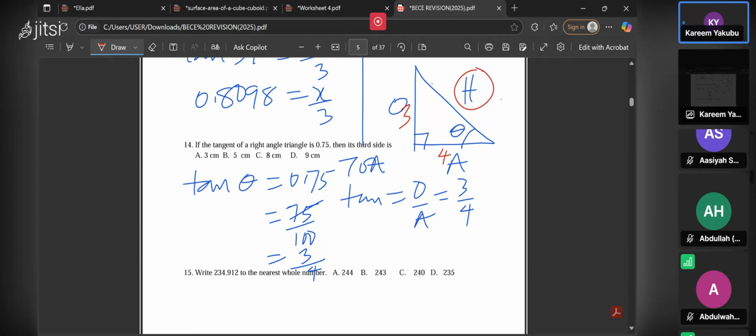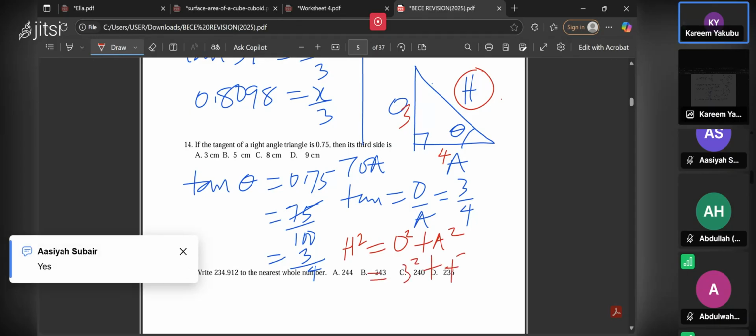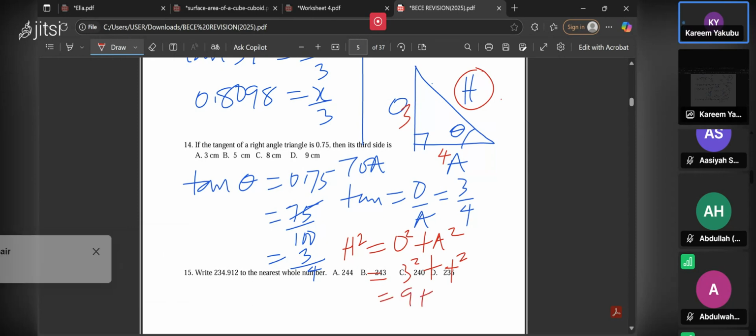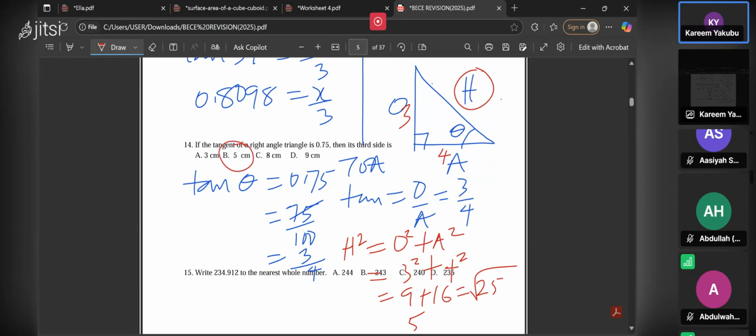So that's what led us to hypotenuse squared equals opposite squared plus adjacent squared. The opposite here is 3 squared plus the adjacent here is 4 squared. I hope I'm making sense. So that will give us 9 plus 16, which will be 25. And the square root of 25 will give us 5. That's how we got 5 as the answer. I hope I'm with you.